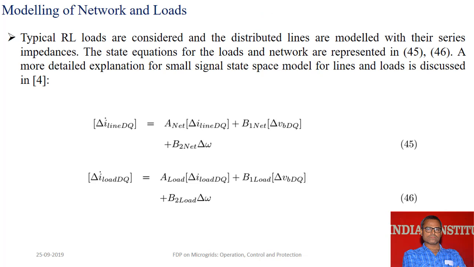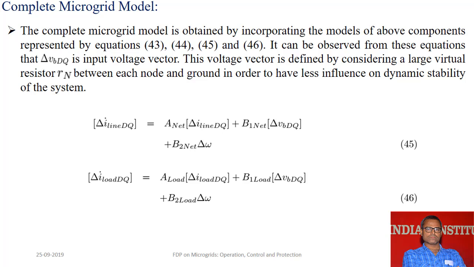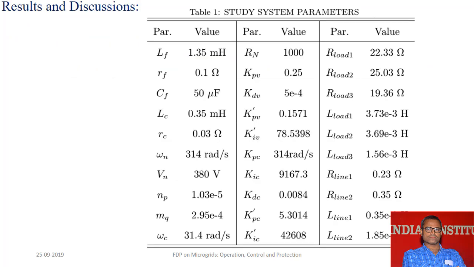And then we need to add the modeling of network and loads. Okay, the modeling of network is done in a similar way. This is the current in the line and this is the load current. Okay, then it is the complete microgrid model including all the inverters and line. Okay, these two equations give us the complete microgrid model.